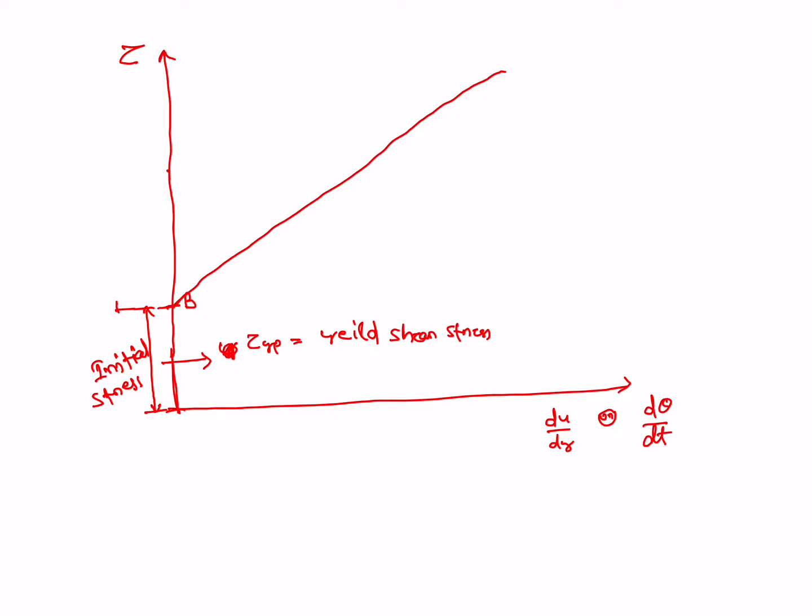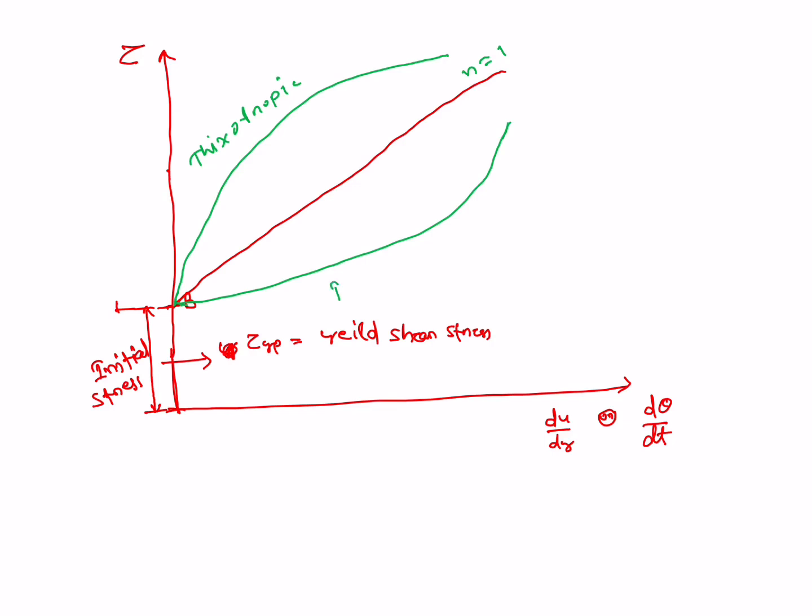Then two types of fluid you will get. We'll change the color. Thixotropic and rheopectic. N is greater than 1, N is less than 1, and N equal to 1. N equal to 1 is in the case of Bingham plastic. Then in case of thixotropic, and here rheopectic, N is less than 1, N is greater than 1.